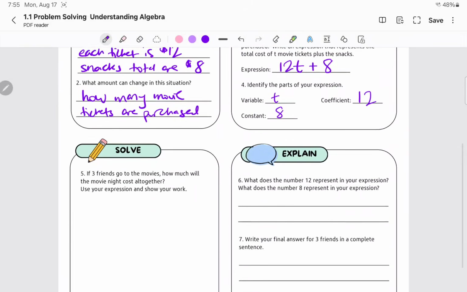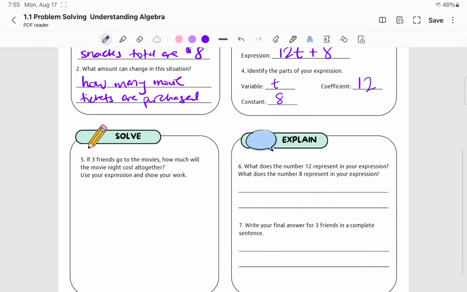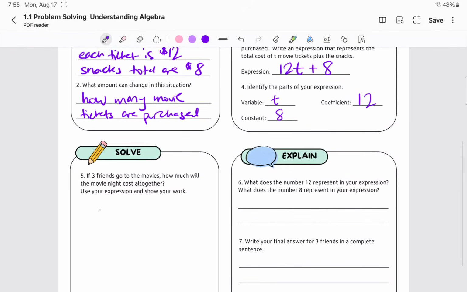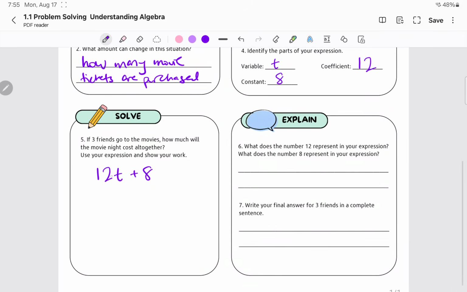All right, let's now solve. If 3 friends go to the movies, how much will the movie night cost altogether? Use your expression and show your work. Let's start by writing our expression again, which is 12T plus 8. Now we haven't gotten to this, it's the next lesson, substitution, but basically we are just replacing the number of tickets with the value that we know. We didn't know how many friends were going. Now we know it's 3. So we replace T with 3 and bring everything else down.